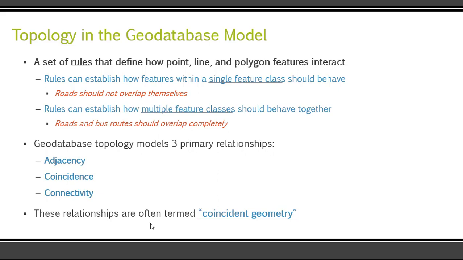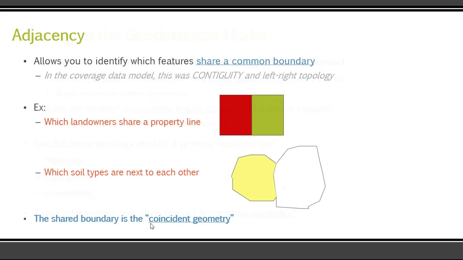Termed together, these are often termed as coincident geometry. And as we go through each of these, I will highlight for you what within each of these relationships is the actual coincident geometry with topology. All right, the first one we're going to look at is adjacency. And this is what lets you identify which features share a common boundary. So if something is adjacent or contiguous, it should be right next to each other.